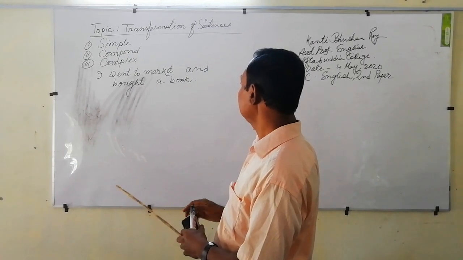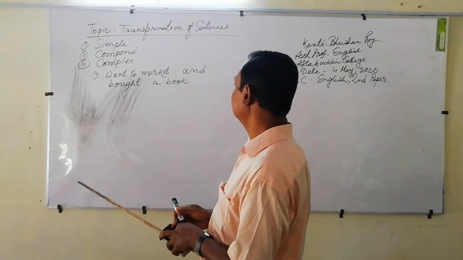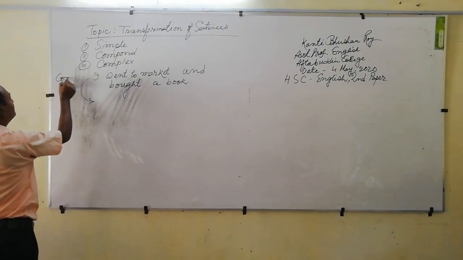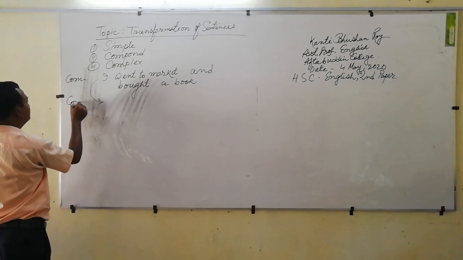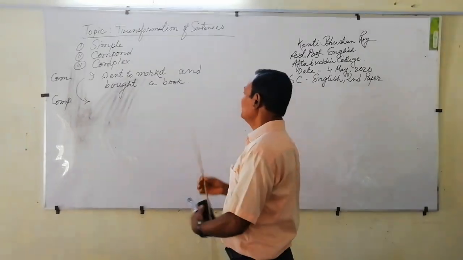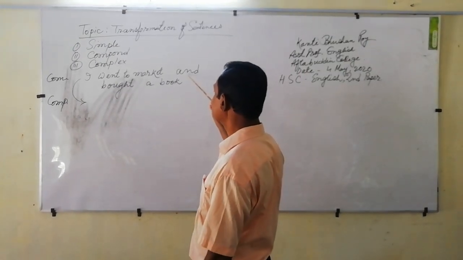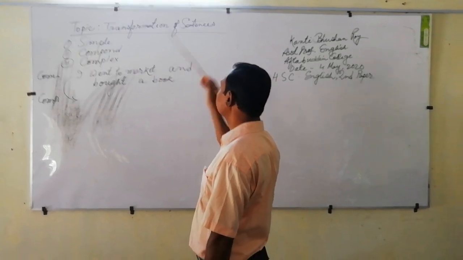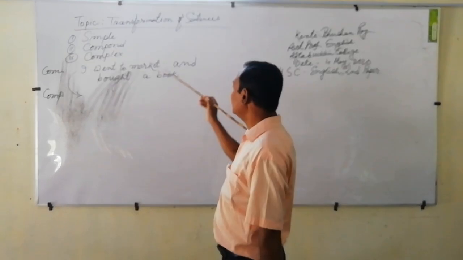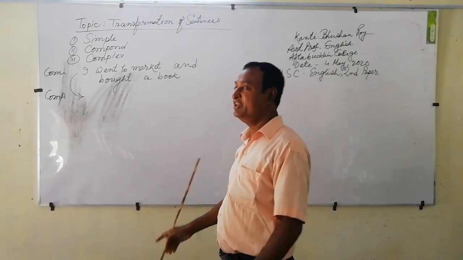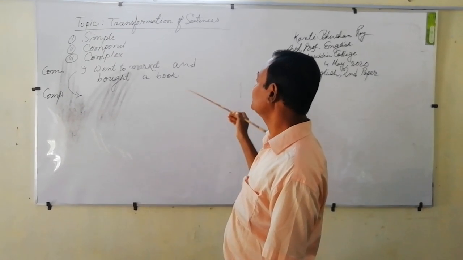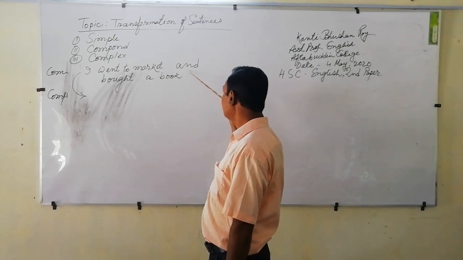And this can be transformed. This compound sentence can be transformed into complex sentence. How? Here in this compound sentence, there is no cause and effect. If there were any cause and effect, we could have used since, as, or because, and thus could frame a complex sentence.